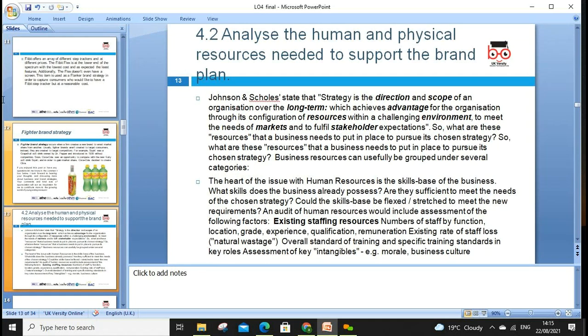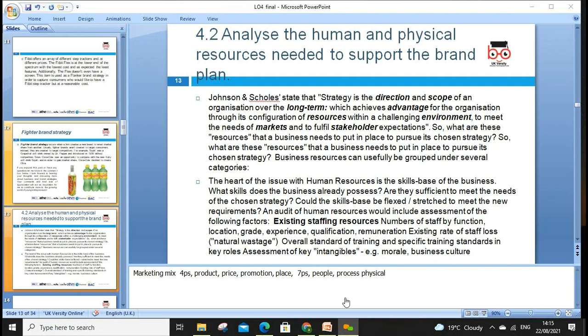4.2 is about the brand and analyzing the human resource. Human resource is very important. We discuss the marketing mix. We all know the marketing mix comes as 4 P's: product, price, promotion, place, and now 7 P's. For the 3 additional P's, we're looking at people, processes, and physical evidence, so where the locations are.